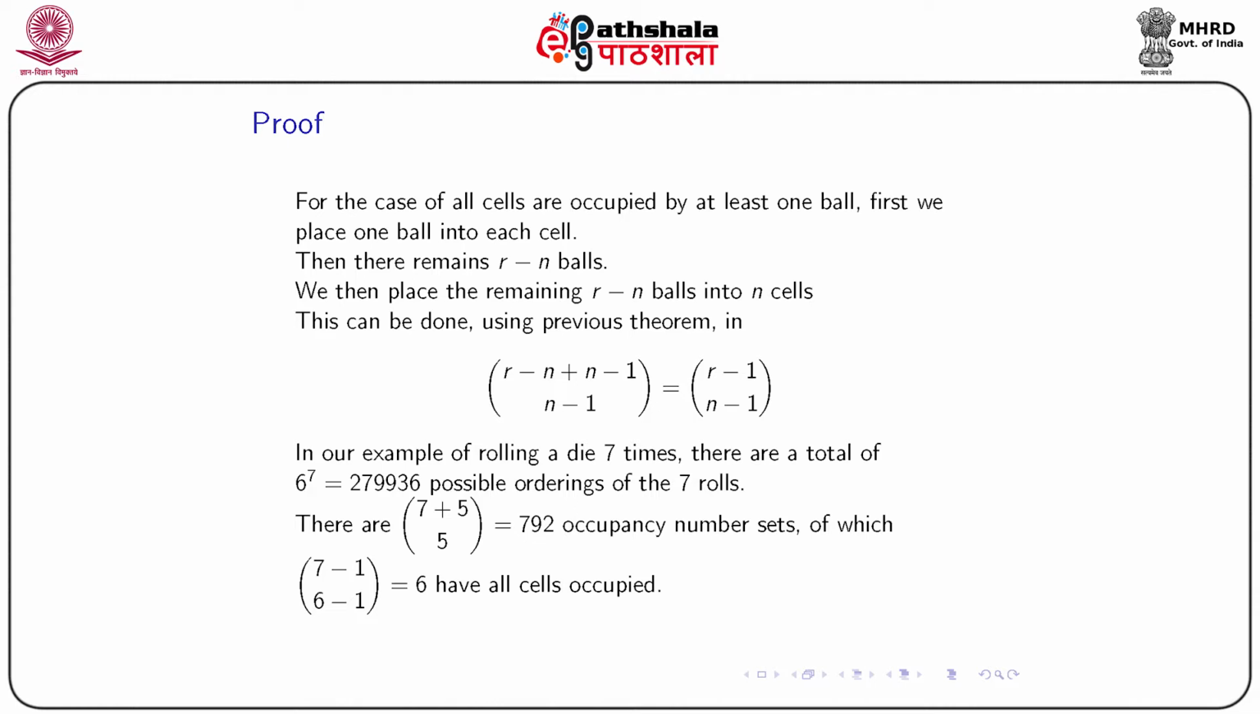There are a total of 6 to the power 7 possible orderings of the 7 rolls, but there are 7 plus 5 choose 5, that is 792 occupancy number sets, of which 7 minus 1 choose 6 minus 1, which is equal to 6, have all cells occupied. So if we put the restriction that all cells are occupied, then we have 6 arrangements, but if we don't have any such restriction then the number of arrangements will be 792.